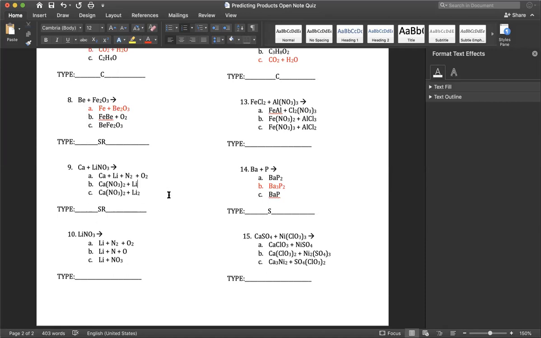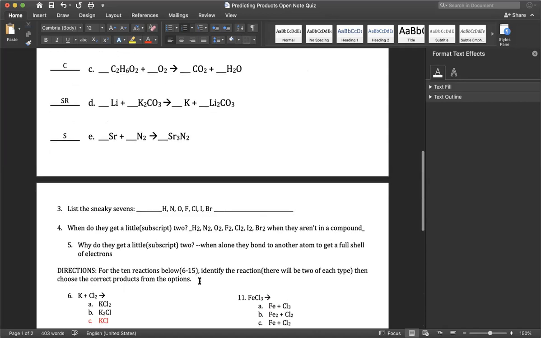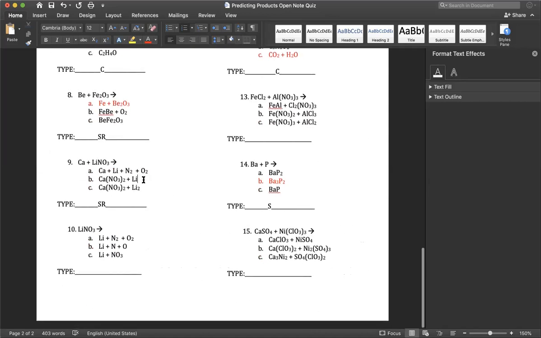The 2 on the Li. Right, so the question is, does Li get a 2 when it's by itself? No, it's not one of my sneaky 7s. So what's my final answer? B, because Li does not get a 2. It doesn't break apart into elements because it's a single replacement. And does Li get a 2? No, because it's not a sneaky 7.